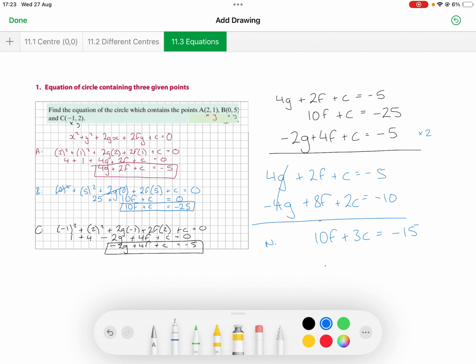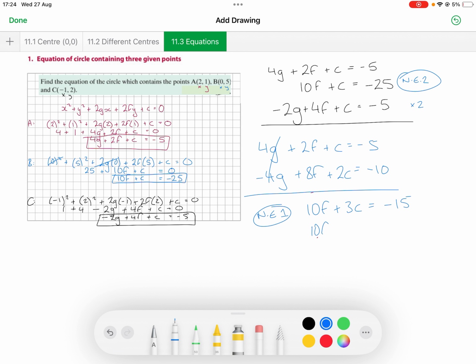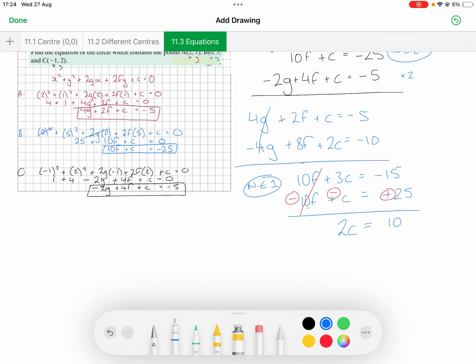So this is my new equation 1. But I don't need to make a new equation 2, because I have one here, so I'm going to be able to use this. New equation 2 is 10f plus c is equal to minus 25. Nothing's going to cancel just yet, but if I change it to a minus, and a plus, they will. So they're gone. 3c take away c leaves me with 2c, and minus 15 plus 25 is 10. Divide both sides by 2, you get c is equal to 5.